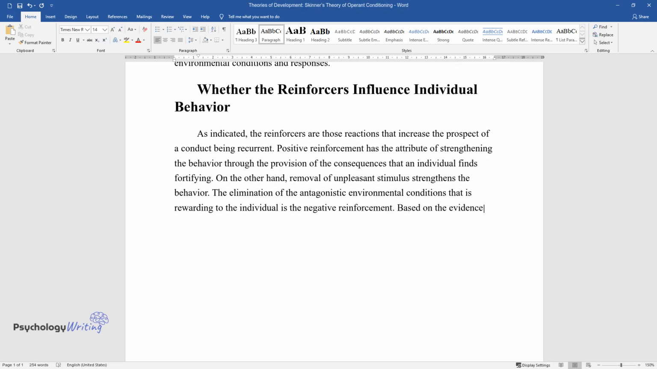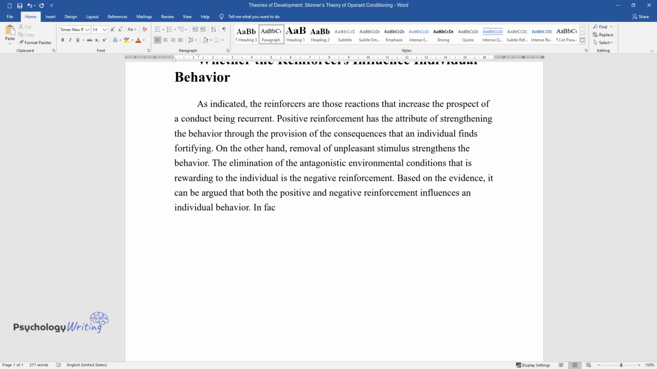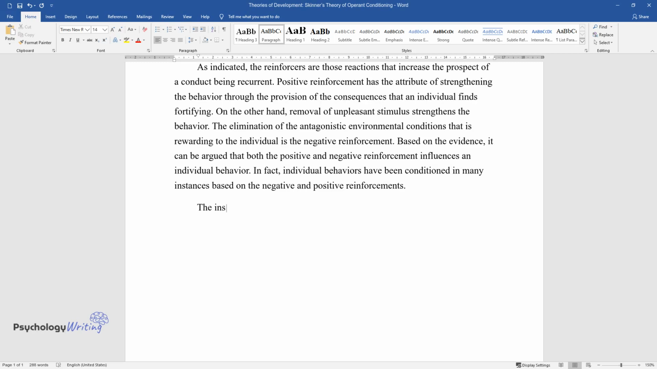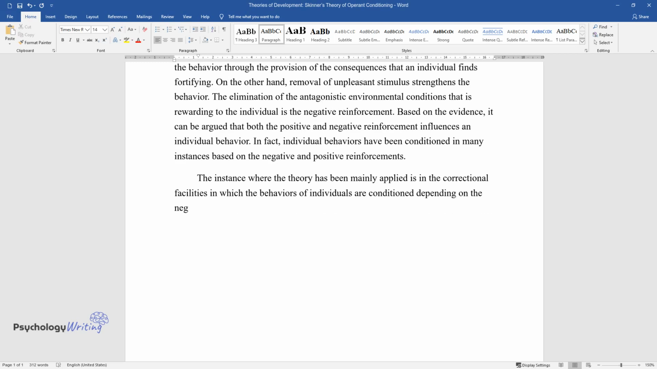Based on the evidence, it can be argued that both positive and negative reinforcement influence an individual's behavior. In fact, individual behaviors have been conditioned in many instances based on negative and positive reinforcements. The instance where the theory has been mainly applied is in correctional facilities, in which the behaviors of individuals are conditioned depending on negative reinforcements and punishments.